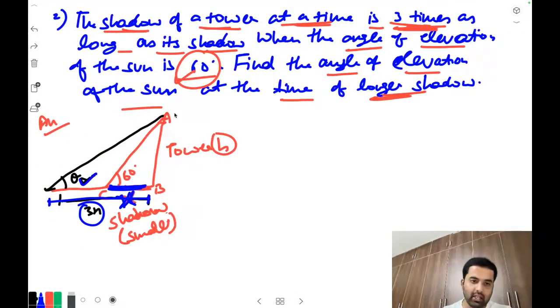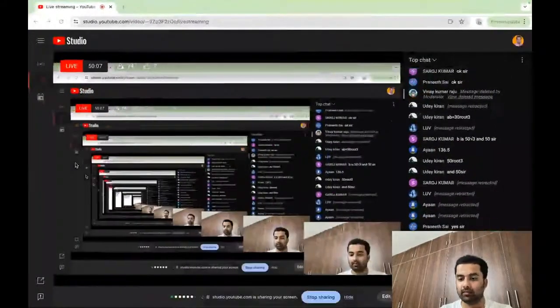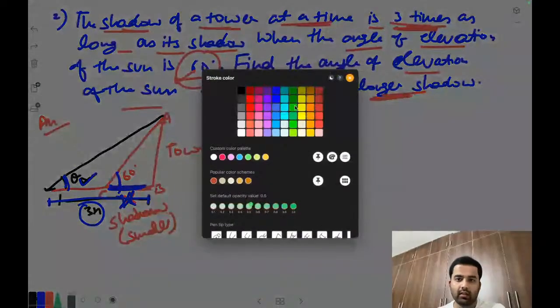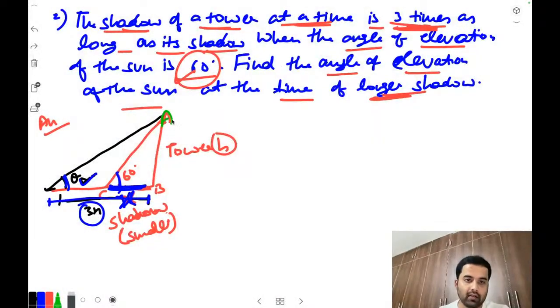With the small shadow, it is making a 60-degree angle. With the long shadow, that is the only thing the question is asking, what the elevation angle will come. 90? No, I don't have in my notes that 90. 90 will not come over there. See, what we're going to do, let me mention all the names first. Here is A, B, C, and D.